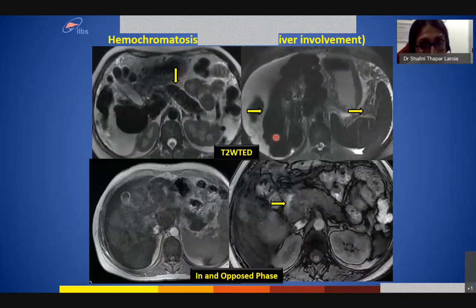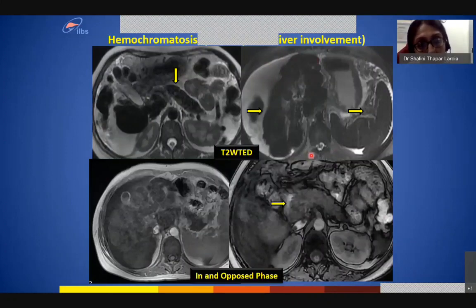This is what is happening here. There is deposition also in the spleen. Normally, we compare the signal intensity of liver to the spleen. But if we have deposition of an abnormal substance in both liver and spleen, what do we do? We look at the muscles. So the muscles are the only structures in the abdomen which we can see. We can make use of the paraspinal muscles, or we can use the abdominal muscles in the wall.